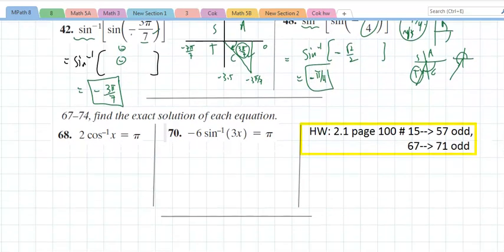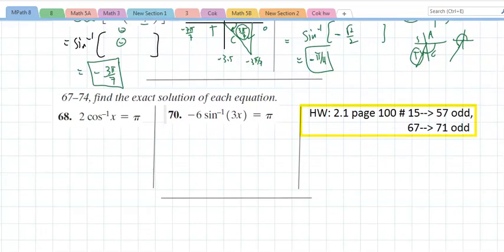If I want to solve this equation, how do you solve any equation in math? You isolate the name by itself. This is an inverse trig function equation. So you isolate that name by itself. And to go from an inverse, that's the cosine of pi over 2, and the cosine of pi over 2 is 0.